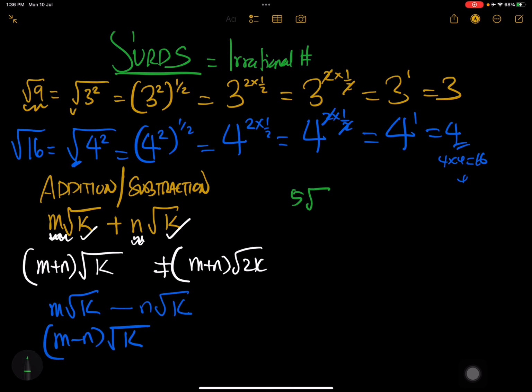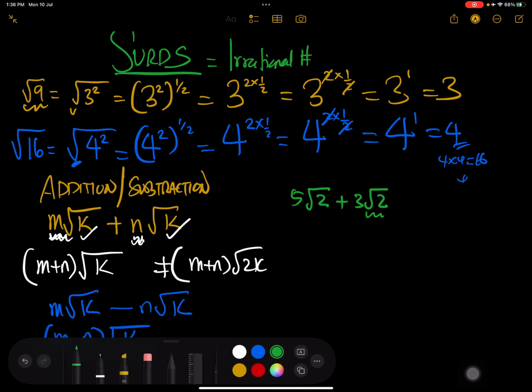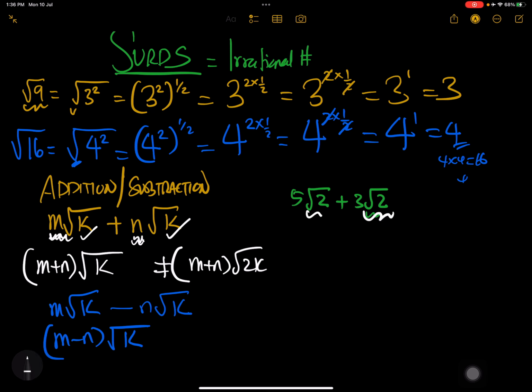Let's say we have 5 square root of 2 plus 3 square root of 2, and what are we going to get? Because this square root and this square root are the same, we can add the 5 plus the 3 first and just keep the square root of 2, and we are going to get 8 square root of 2.